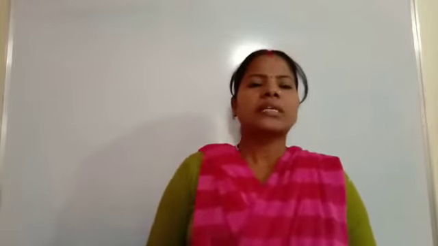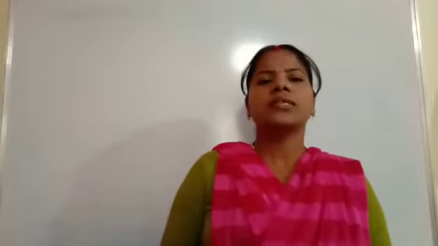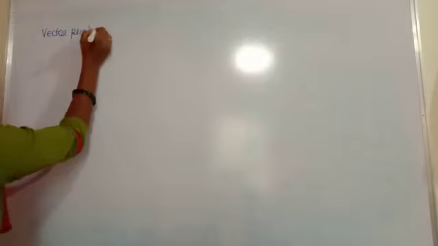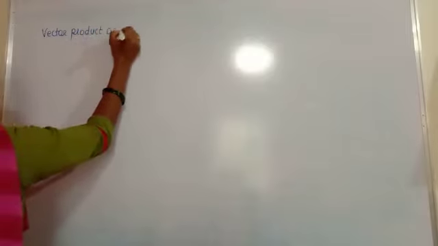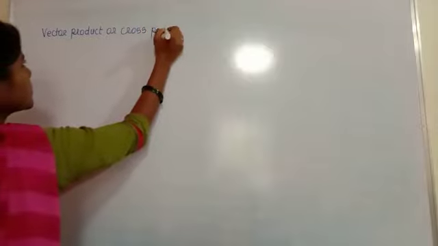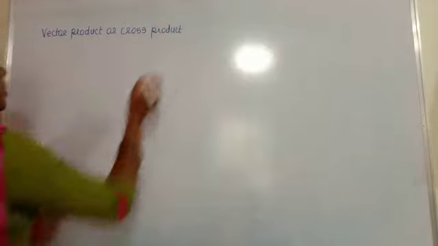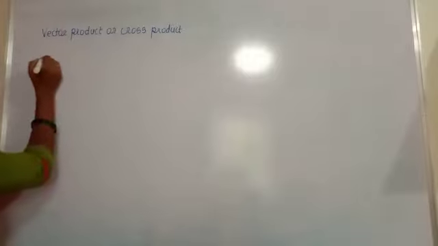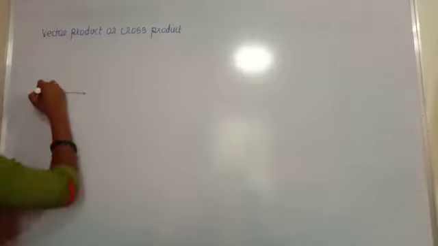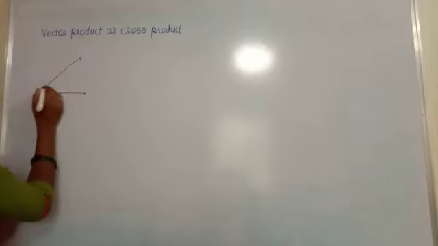In today's class we are looking at the vector product, which is also known as the cross product. Here also we draw two vectors: this is vector A and this is vector B, and the angle between these two vectors is theta.